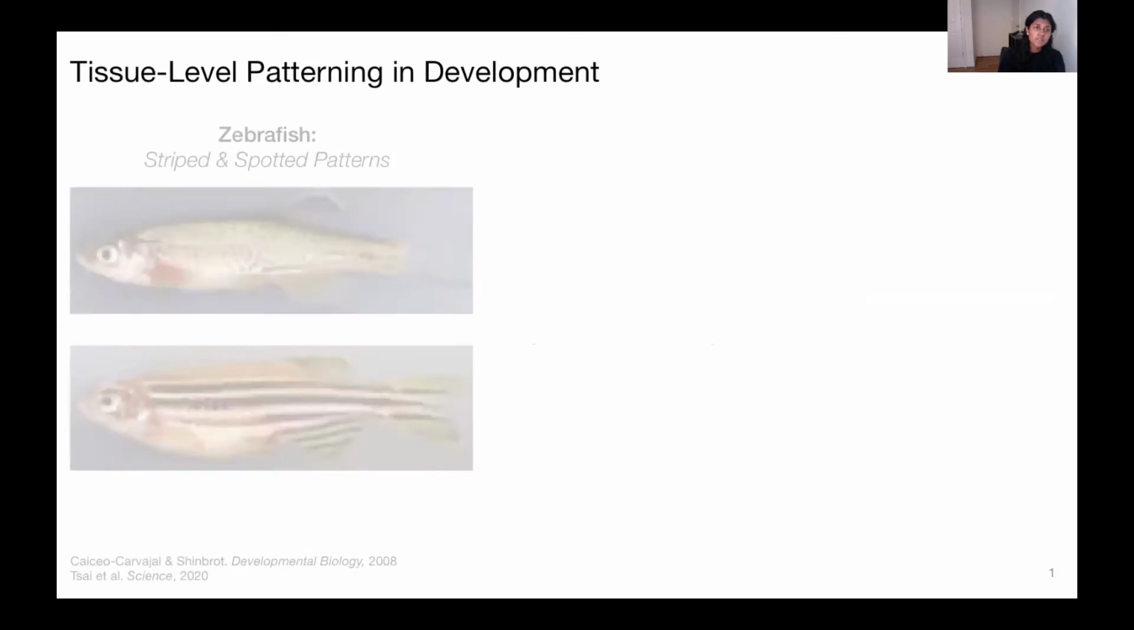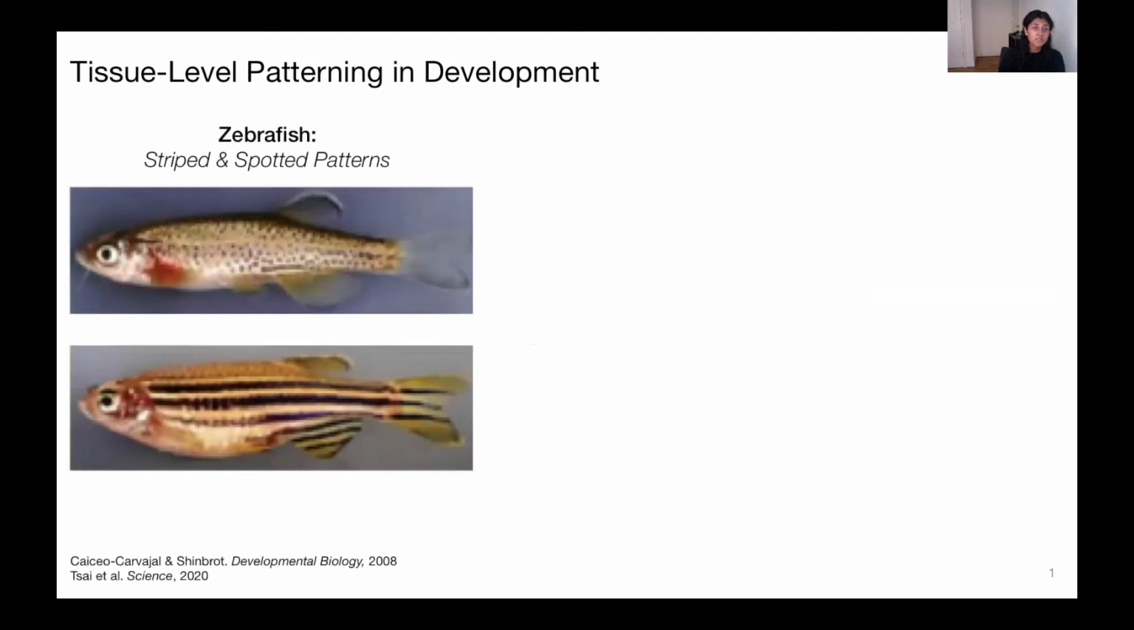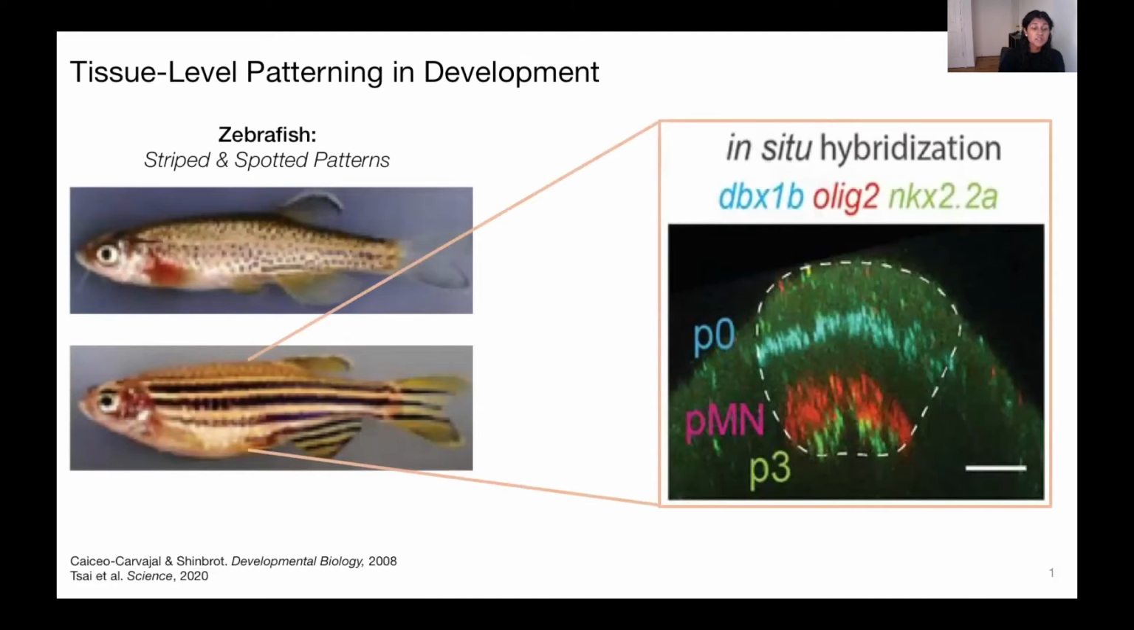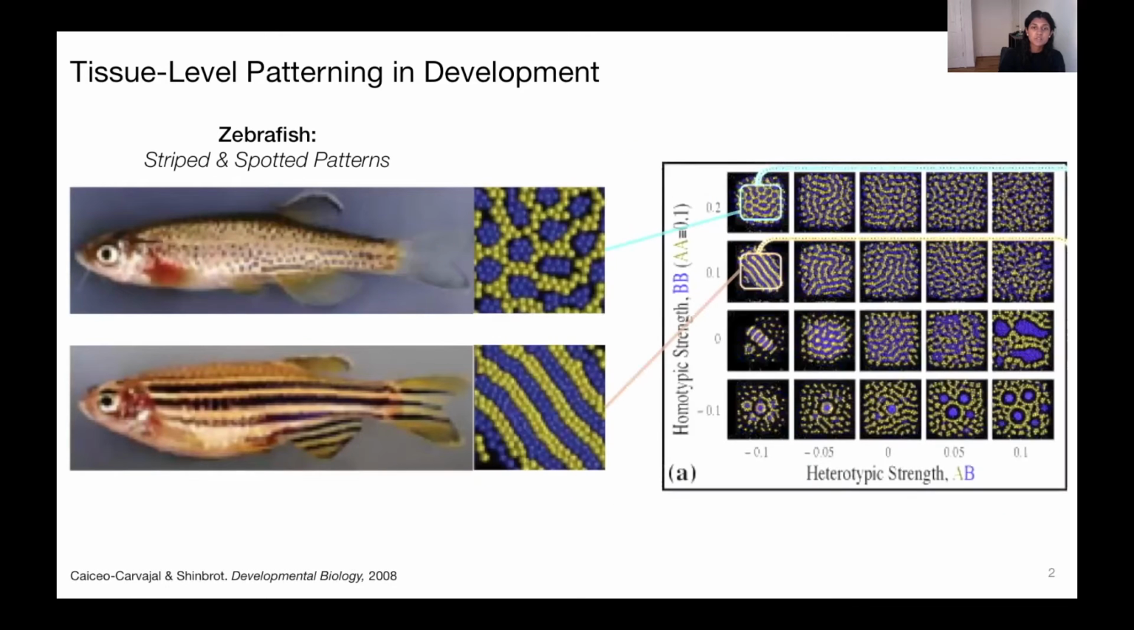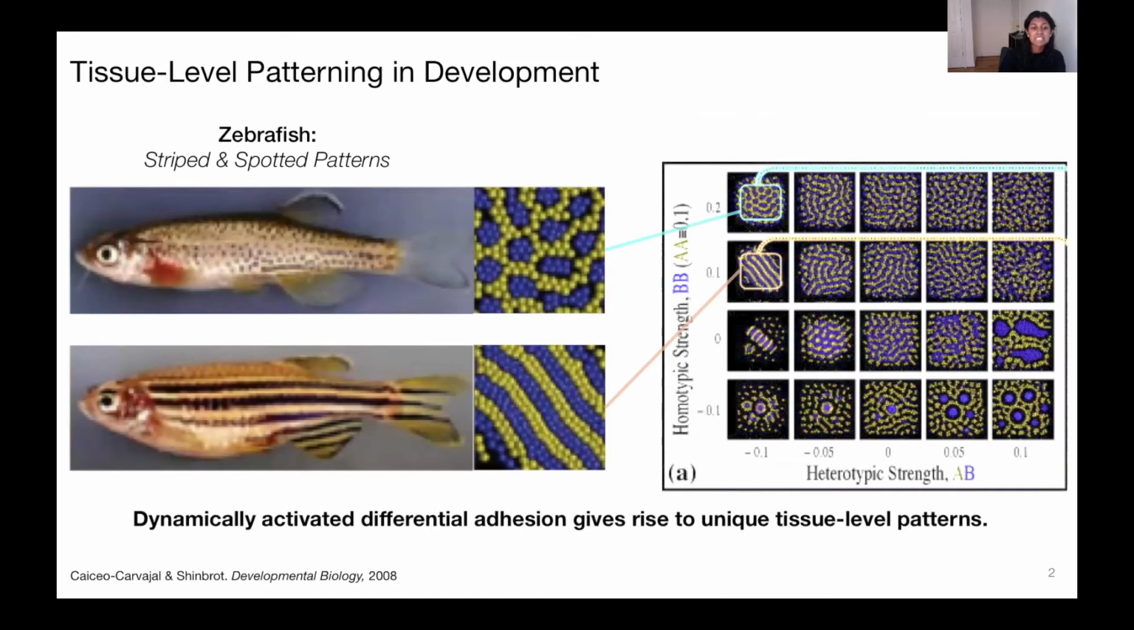An example is how in zebrafish we see these striped and spotted patterns. When we look at the neural progenitor cells that give rise to their coding, we see that they self-assemble in stripes at a very early stage in development. A combination of experimental and computational modeling has shown that it is the homotypic and heterotypic adhesion between these neural progenitor cells that gives rise to either spotted or striped patterns. So here we can see that dynamically activated differential adhesion gives rise to unique tissue-level patterns.